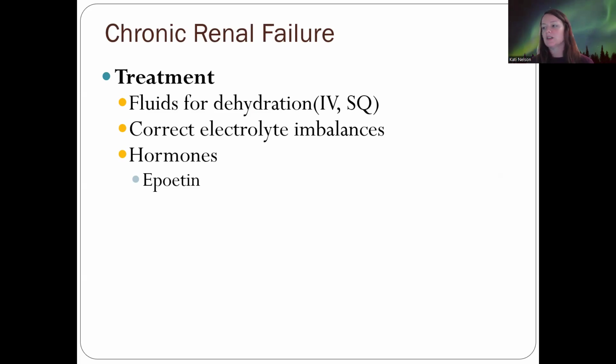Correct electrolyte imbalance, right? Depending on what they need. And then there's a hormone that we can give them, epoetin. It's a man-made form of protein. It helps the body produce red blood cells. So this is something that we could provide for these cases if they needed it, because their kidneys aren't working. They're not going to make blood cells like they should.